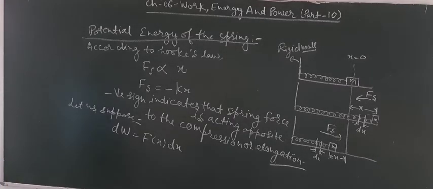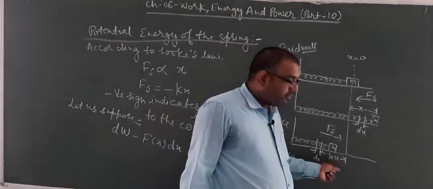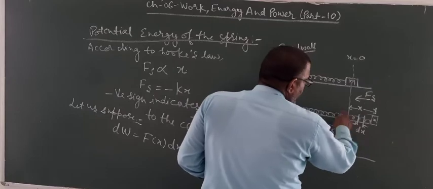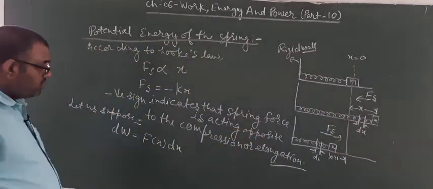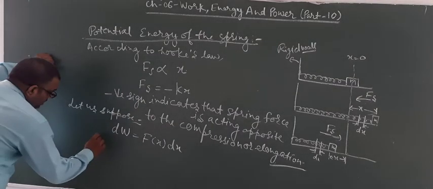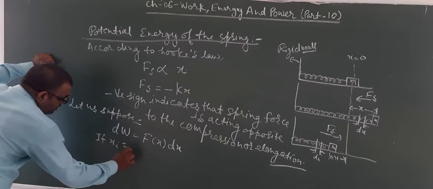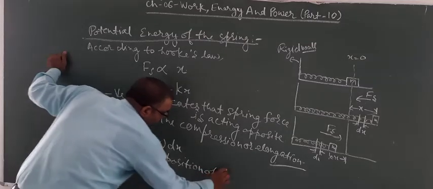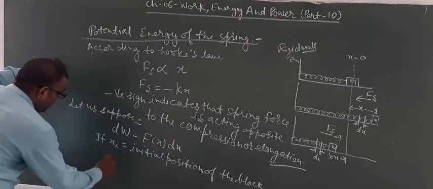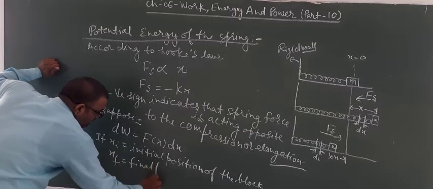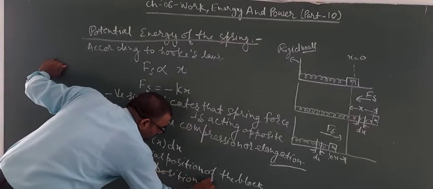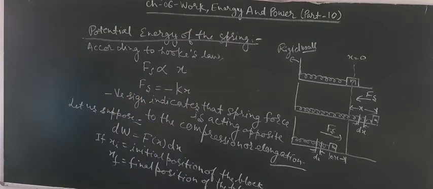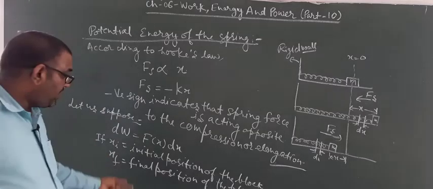Now we have to calculate the total work done in the movement of this mass m from its initial position to its final position. Suppose this is the initial position, and this is the final position, or any final position where we want to move the block. So xi is the initial position of the block and xf is the final position of the block.